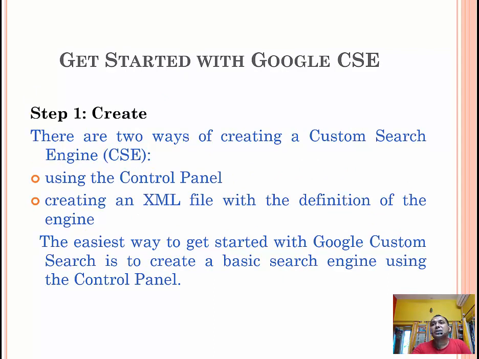Now get started with Google CSE. I will discuss the procedure stepwise. Step 1, that is create. There are two ways of creating a custom search engine. One is using the control panel and the second one is creating an XML file with the definition of the engine. The easiest way to get started with Google Custom Search Engine is to create a basic search engine using the control panel. The interface of the control panel I will show you later.